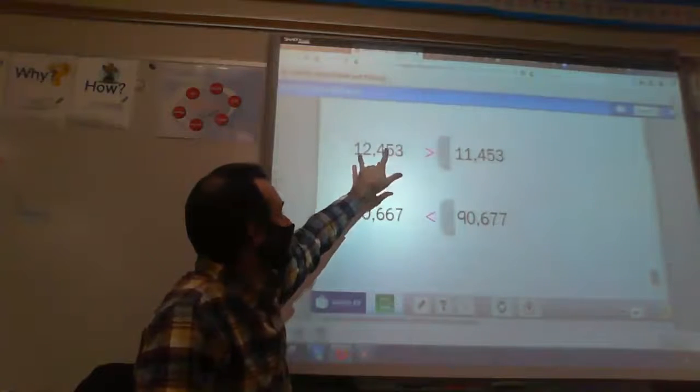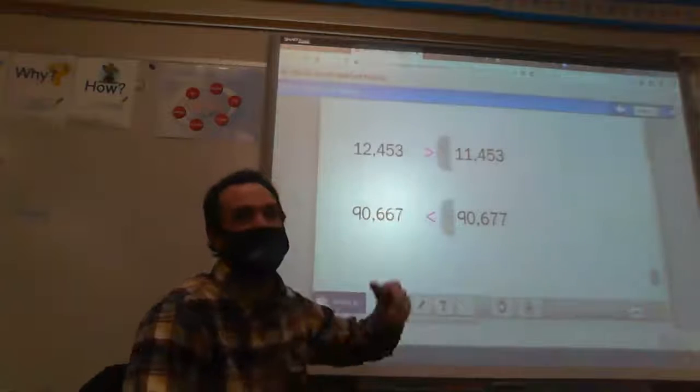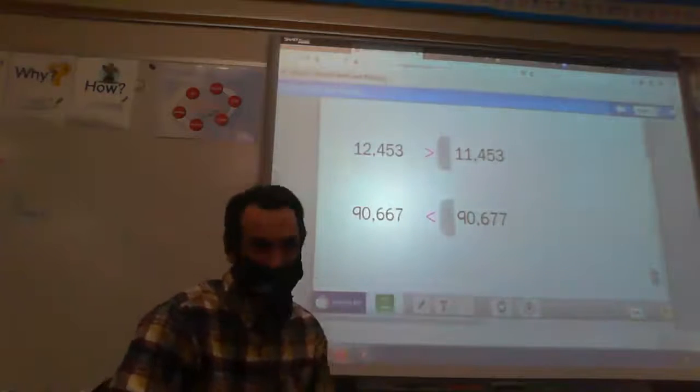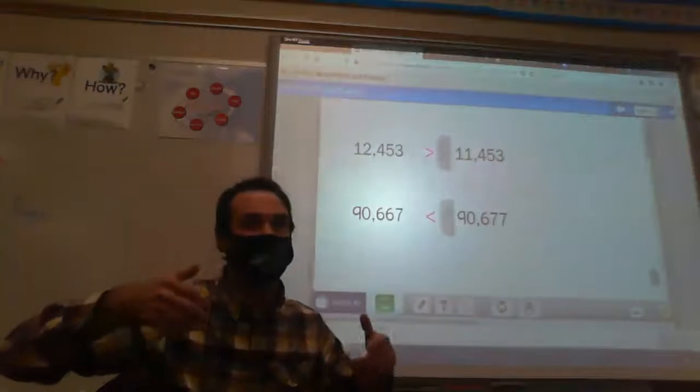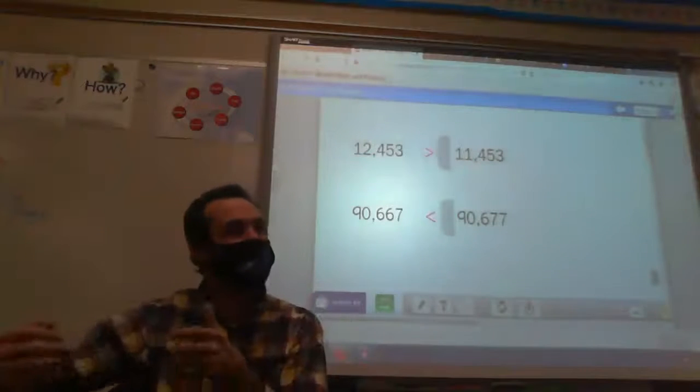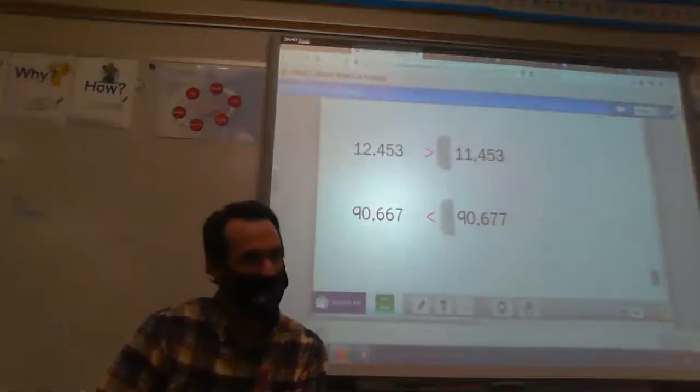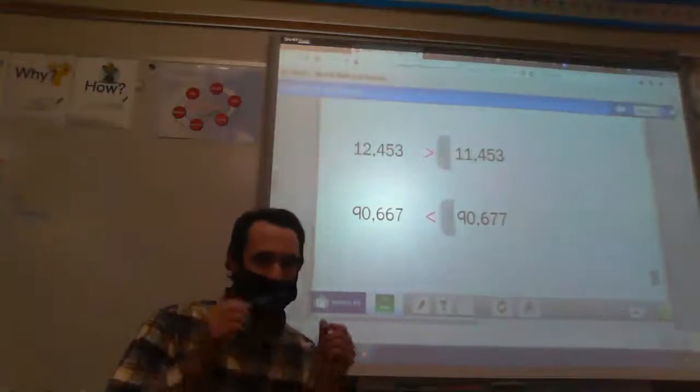On this one, you could say all of the numbers are the same except the thousands place. That's another way you could do it. I really want you guys to start thinking about your place values, because the more you talk about place values, the better you're going to understand place value.